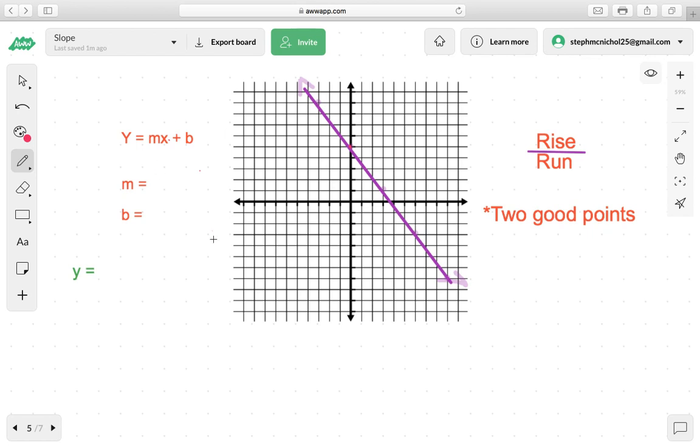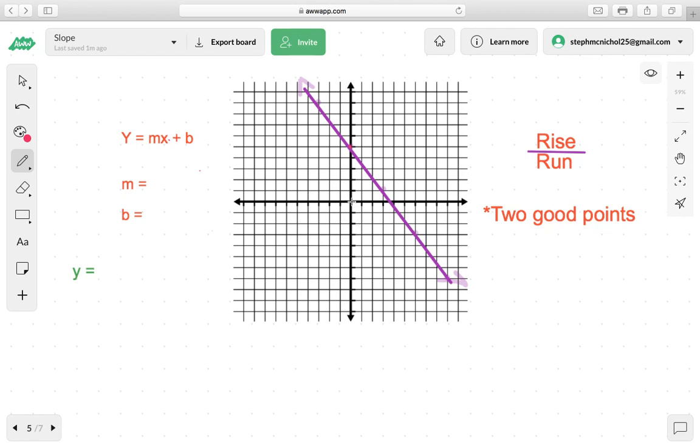a graph. So the first two things you're going to want to find when finding the equation is first you're going to find your slope, which is m, and then you're going to find b, which is your y-intercept, okay? So the first thing I'm going to do is I'm going to find b first, because b is the y-intercept, and that's where the line crosses this y-axis, which is right here.